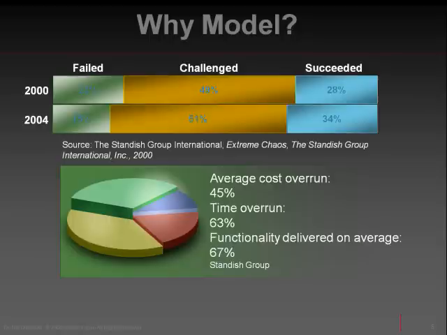time, and delivered functionality. It has improved some, and in 2004 the success rate was 34%. If we dig further, we find that on average projects exceeded budgetary estimates by about 45% and exceeded time estimates by over 60%. Finally, as you can see, functionality had a fairly low delivery rate of only 67%, which means that on average only 67% of the requested features were delivered to the users.